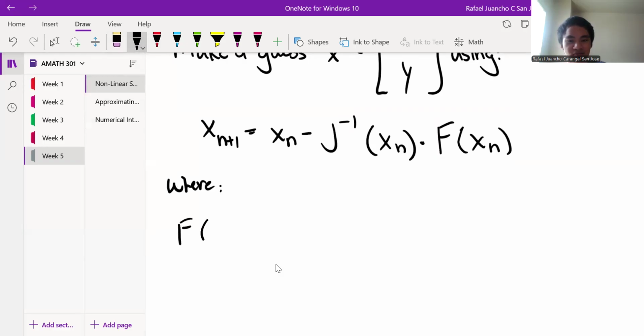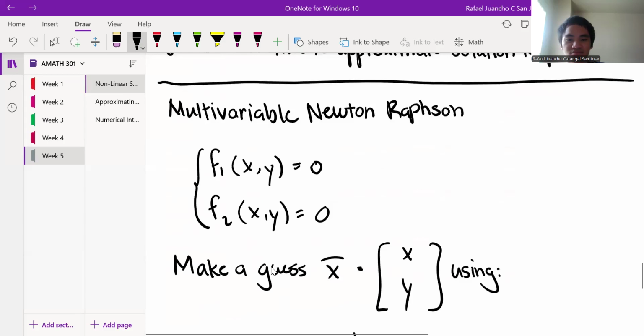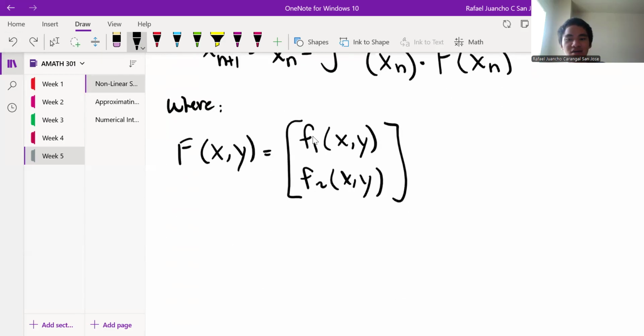F, this capital F, is actually just some function. This is what we call a vector function, right? So in this vector, I have my two things, my f sub 1 and my f sub 2. So I have those two things here in my F. And then now what in the world is my J? So my J is what we call a Jacobian matrix.